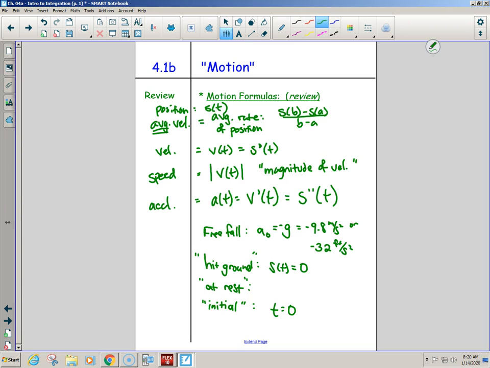At rest means velocity is 0, because it's not moving. Does that kind of make sense? At rest, velocity is 0, which also would mean that speed is 0. Anyway, do we know stuff about motion? Yes. But in all of these, do you see any integrals?